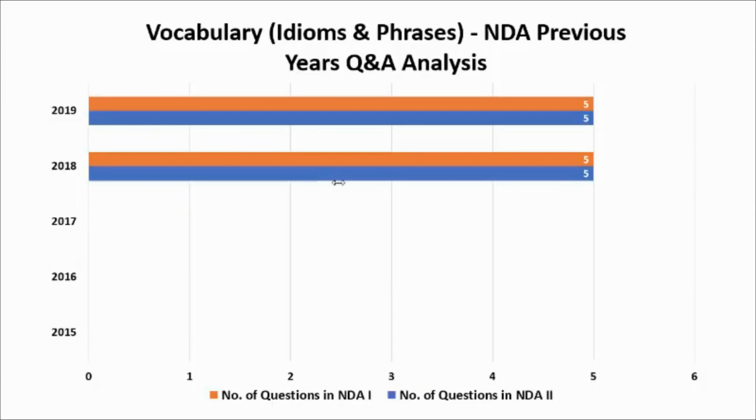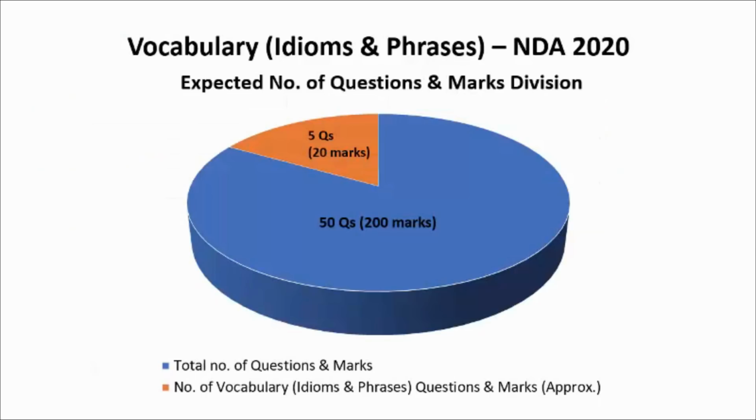Moving on to the vocabulary topic, which pertains to questions asked from idioms and phrases. In 2019 and 2018, questions from idioms and phrases came, while in 2017, 2016 and 2015, no questions came in the NDA paper from idioms and phrases. And in both 2019 and 2018, in both NDA 1 and 2, the number of questions from idioms and phrases was 5. So, on average, you can expect 5 questions, if at all they come from idioms and phrases in your upcoming NDA exam, which will carry 20 marks out of 200 in total in NDA English section.